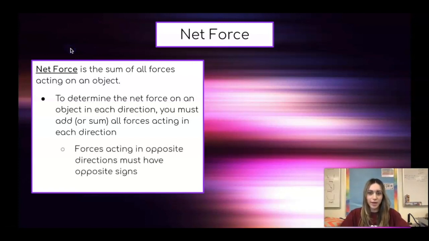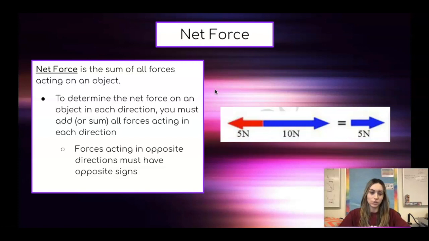In order to do that, you have to set up some sort of coordinate system and determine which direction is positive and which direction is negative. Because when we sum forces that act in opposite directions, like up and down and right and left, they must have opposite signs because they are working in opposite directions. Let's look at an example of finding net force.